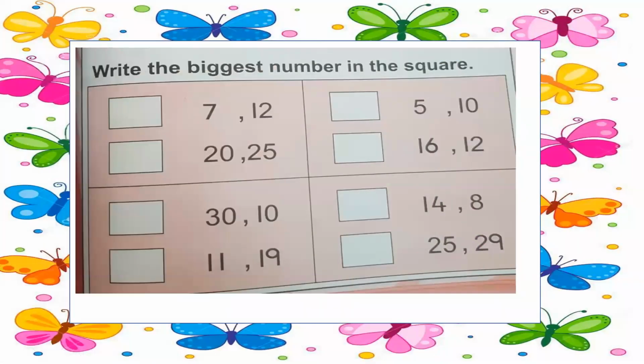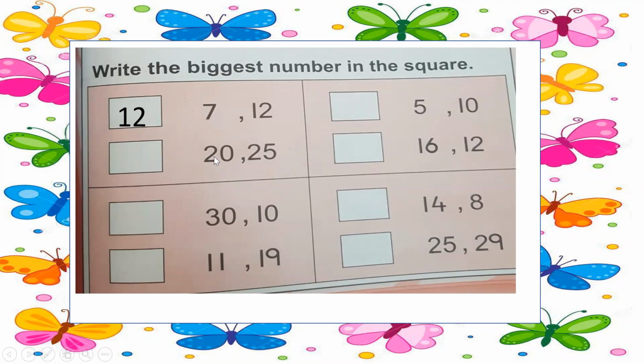Now, here is another portion of the page. Write the biggest number in the square. So here 7 is the smallest because it comes first, while 12 is the biggest. Why? Because it comes after. For example, after 7, 8, 9, 10, 11, 12. So it comes after. The number which comes after is considered the biggest.